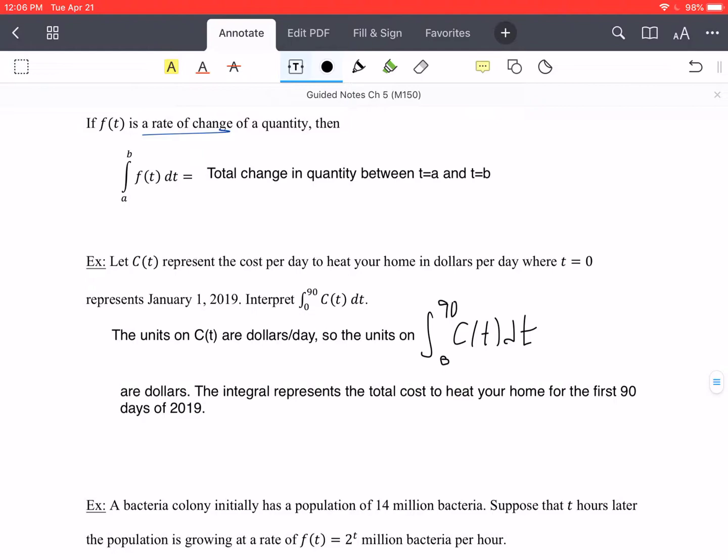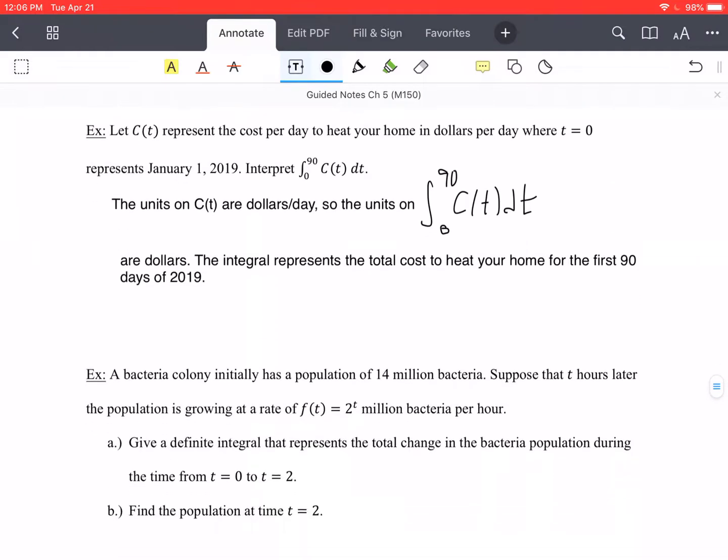So if the function C of t tells us the cost per day, then if we look at the area under that curve for the whole 90 days, that area is going to give us the total cost of heating the home for those 90 days. The function was a rate of change, so the integral gives us the total change in that quantity.